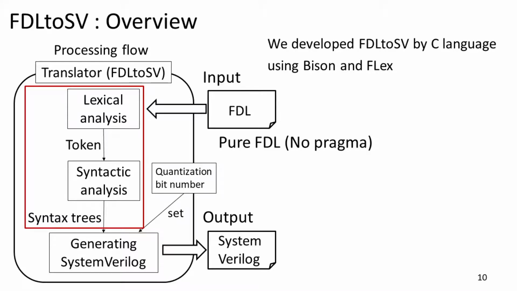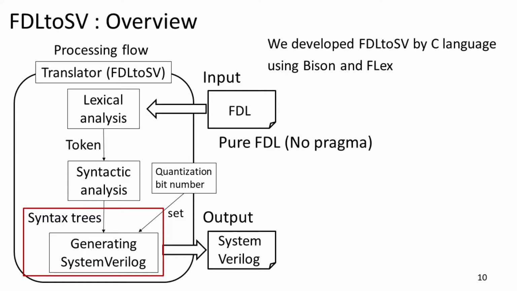First, lexical analysis and syntactic analysis are done, and syntax trees are generated in this process. Next, the SystemVerilog generating part generates SystemVerilog using these syntax trees. The quantization bit number can be defined on FDL2SV.